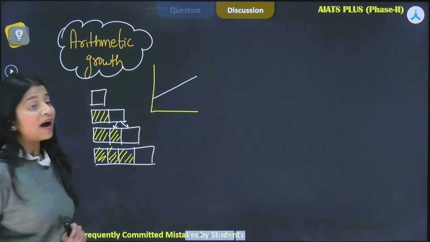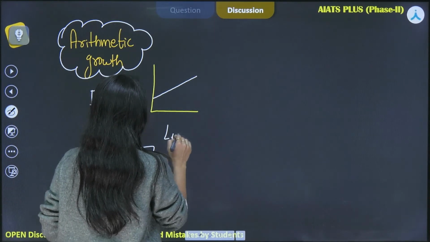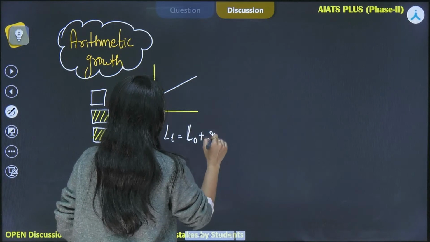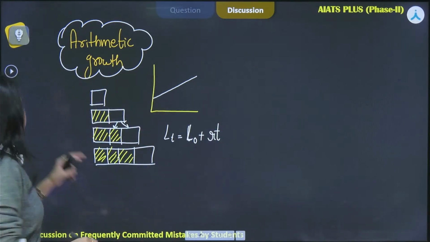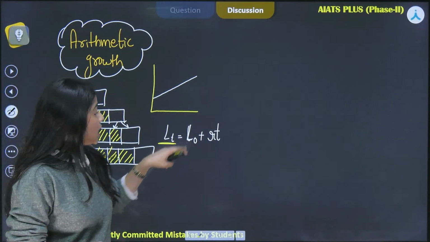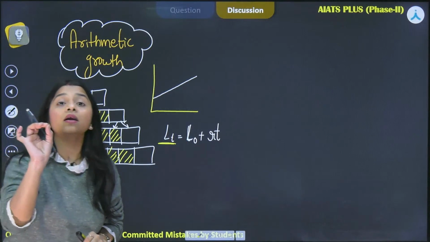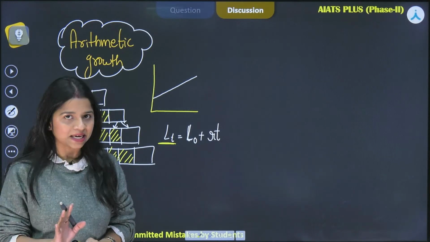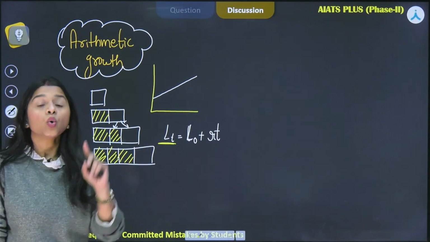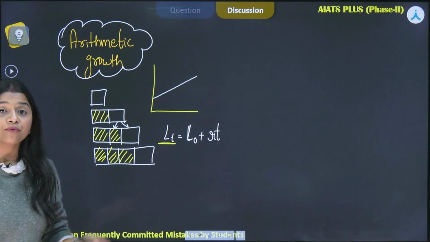So arithmetic growth is represented by the equation Lt = L0 + rt. Over here, L represents, let's say, the length. L0 is the initial length, Lt is the length after time t, r represents the rate of growth and t represents time. So this is the straight line graph. First of all, such sort of growth is observed, only one cell will divide further, the rest of them will become differentiated, and the equation for this particular type of growth is this one.